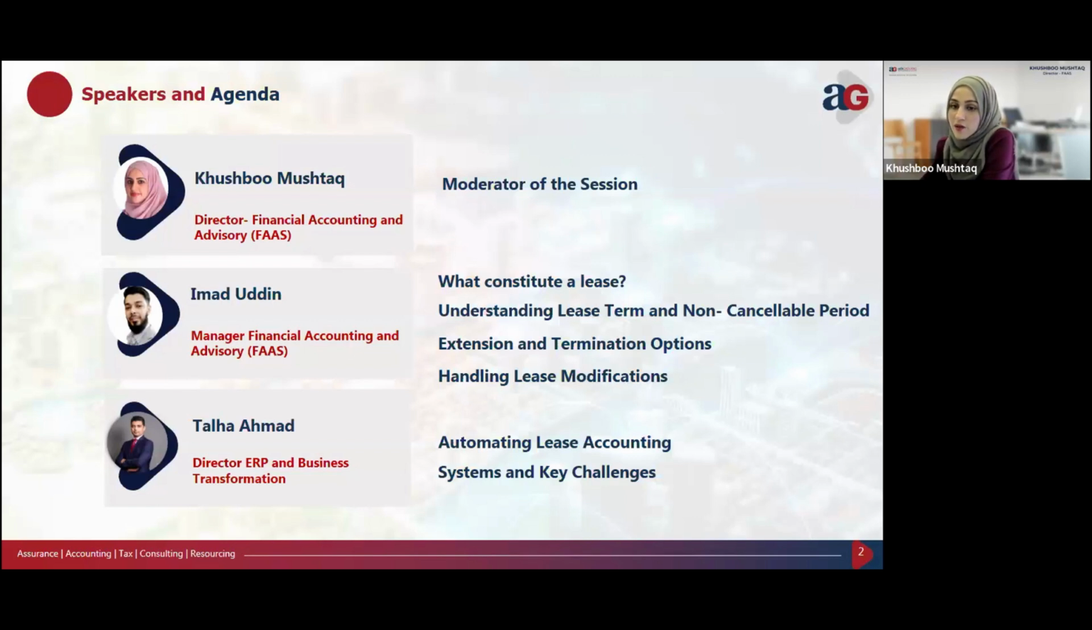Talha will be talking about how to automate lease accounting. He will share his practical experience and also give insight on the key challenges in the system. Without further ado, I would like to request Imad to start the session.